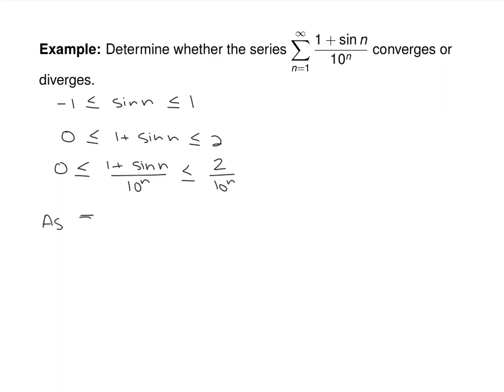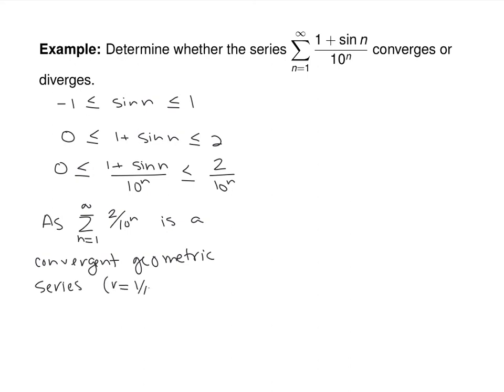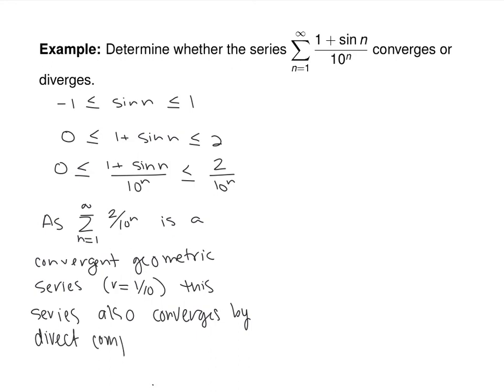And as the sum from n equals 1 to infinity, 2 over 10 to the n is a convergent geometric series, r equal to 1/10, this series also converges by direct comparison.